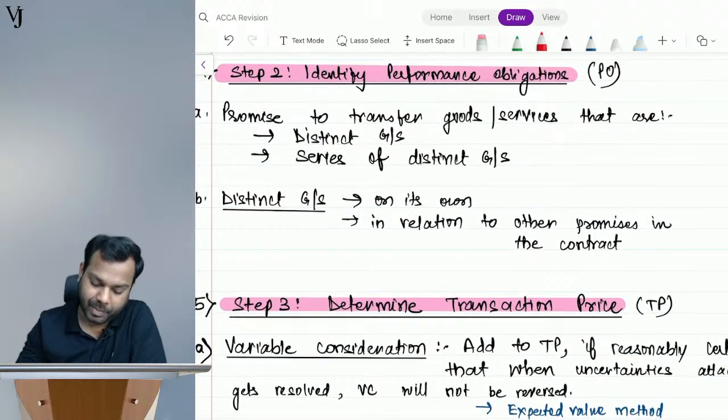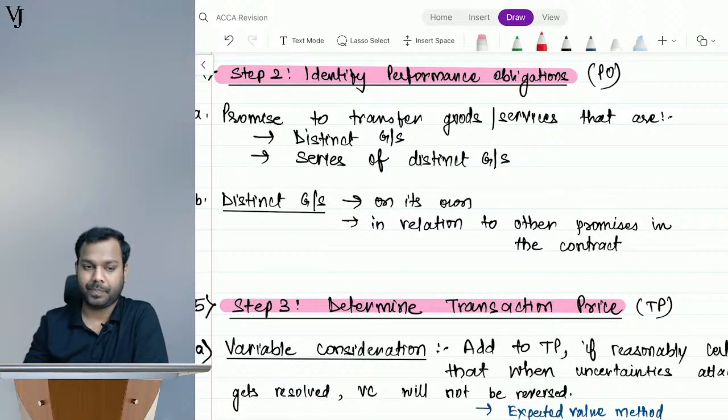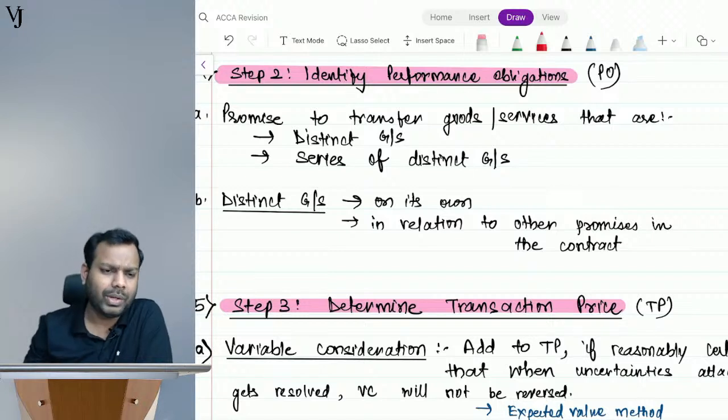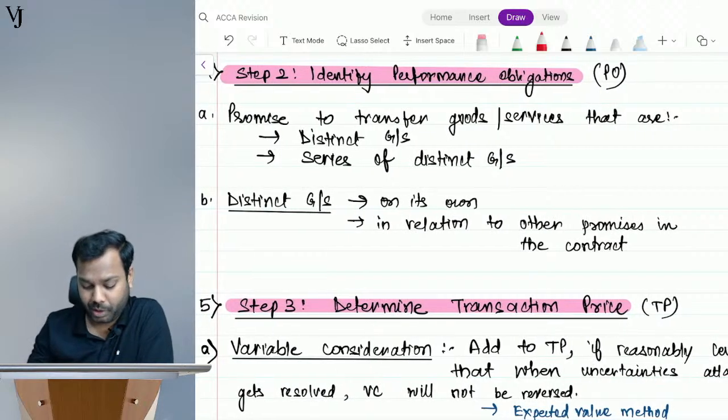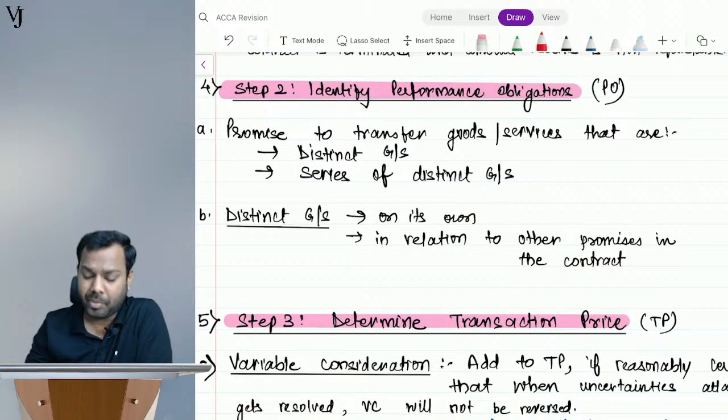Now let's come to step number 2, identifying performance obligations. Till the time the contract is not terminated, it will be treated as a loan. Not loan, you can say a liability, basically a contract liability. Saying loan is not wrong, Ayush, but saying contract liability is a better term. Okay, now understand. Step number 2, coming to performance obligations.